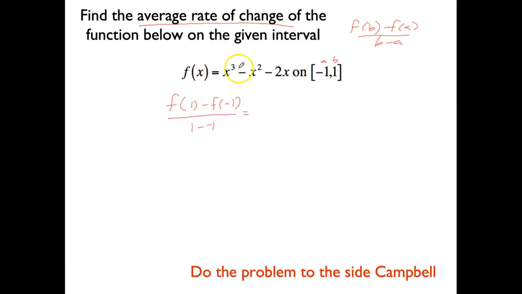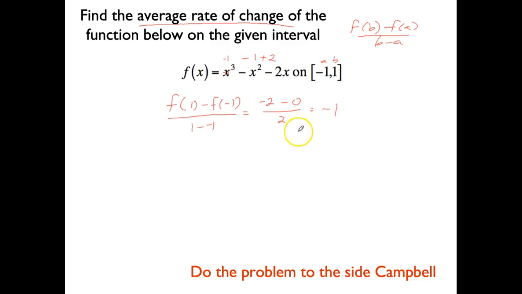Okay, so we're going to plug 1 into the function here. 1 cubed is 1, minus 1 squared is 1, minus 2 times 1 is 2. So we got 1 minus 1 is 0, minus 2 is negative 2. That's what f of 1 is. Minus, let's plug in negative 1. Negative 1 cubed will be negative 1, minus negative 1 squared, minus 1. Negative 2 times negative 1 would make it plus 2. So we got negative 1 minus 1 is negative 2, plus 2 is 0, all over 1 plus 1, 2. So we got an average rate of change of 1.